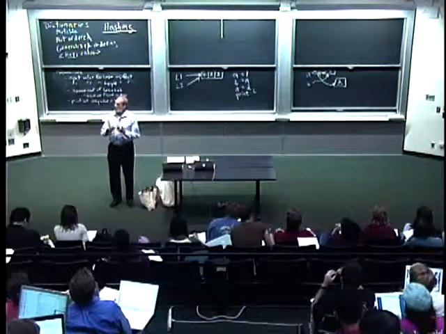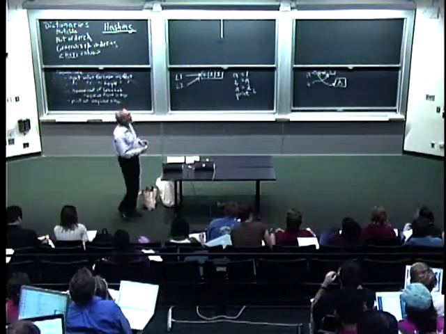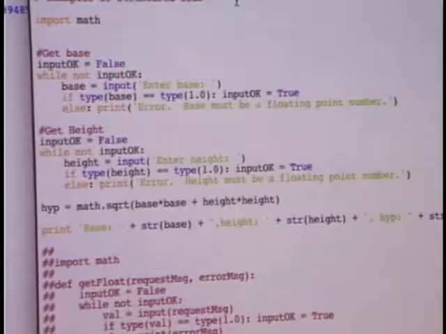How do I go back if it isn't? Well, I'm going to create a little infinite loop. Not normally a good idea. I set up a variable here called input OK. Initially, it's false because I have no input. And then I run a loop in which I read something in.